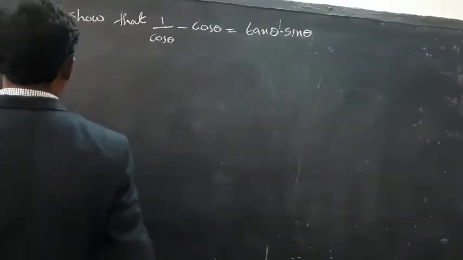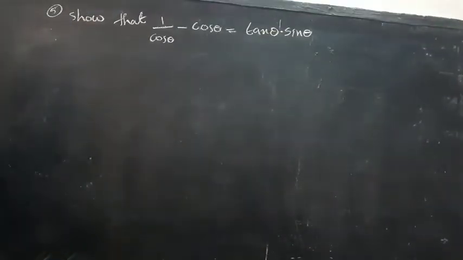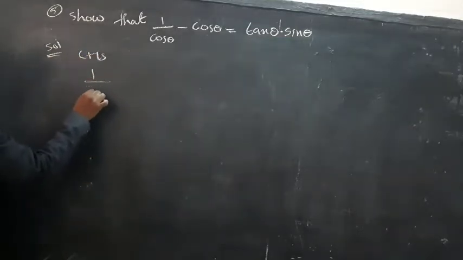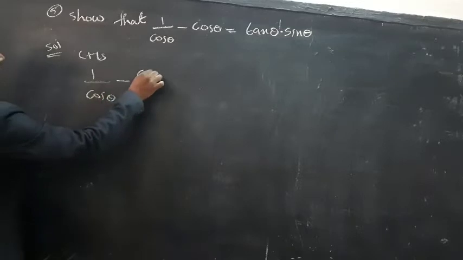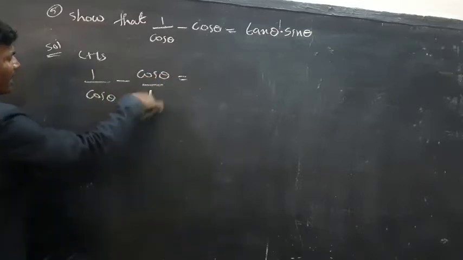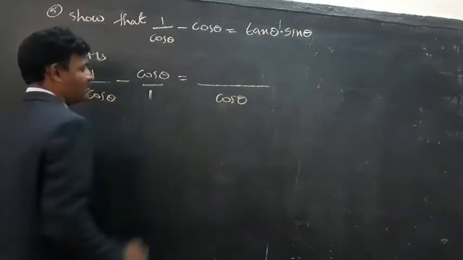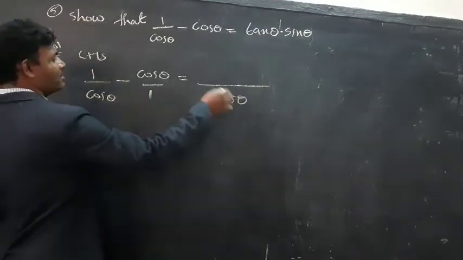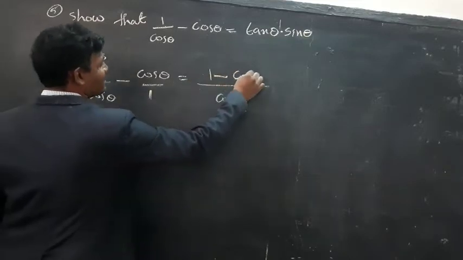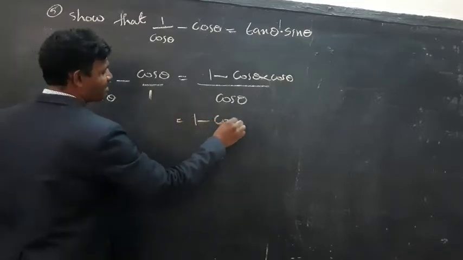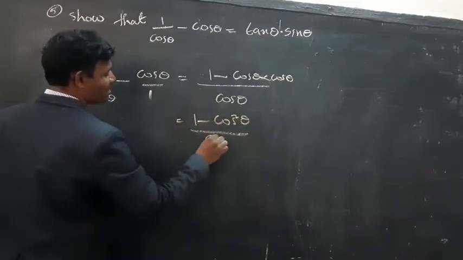Here another important question. Show that 1 by cos theta minus cos theta is equal to tan theta into sin theta. Solution. First I am taking LHS. What is the LHS? 1 by cos theta minus cos theta. Here I am taking LCM. What is the LCM here? Cos theta. So by taking LCM, it is nothing but 1 minus cos square theta by cos theta.